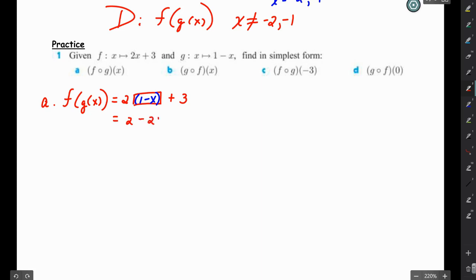Distribute the 2. We're going to get negative 2x plus 5.